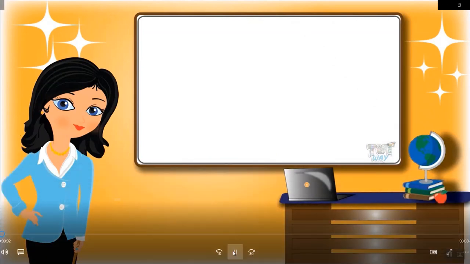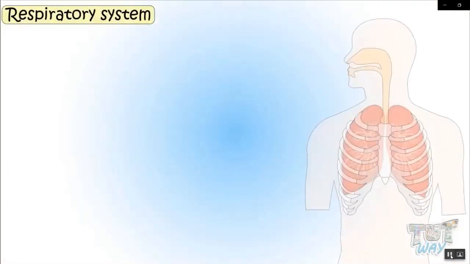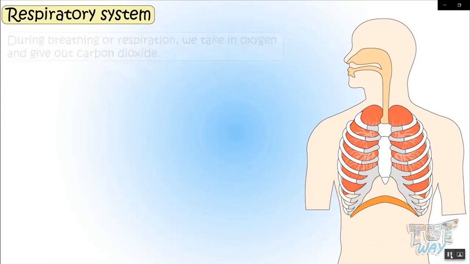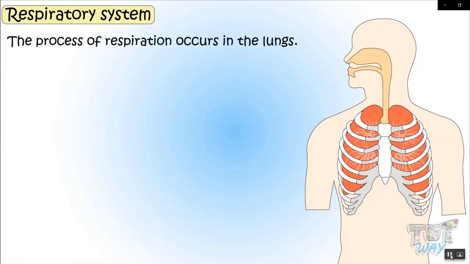Hi kids! Today we will learn about the human respiratory system. So let's start. The organ system that consists of organs used in the process of respiration or breathing is called the respiratory system. During breathing or respiration, we take in oxygen and give out carbon dioxide, and the process of respiration occurs in lungs.